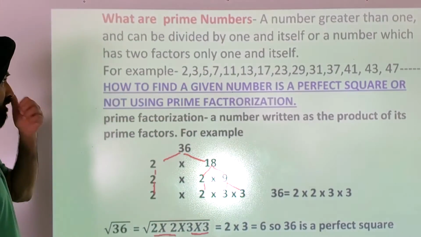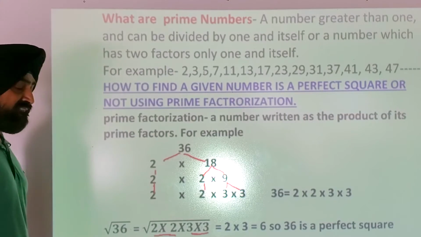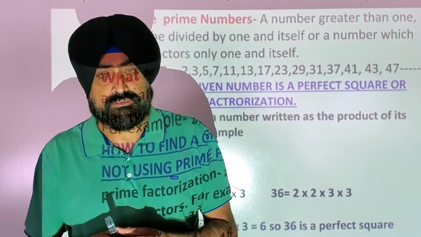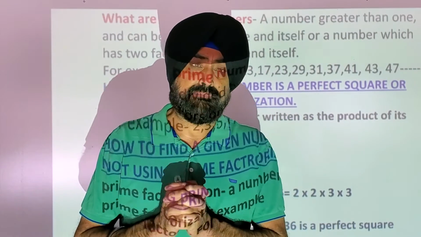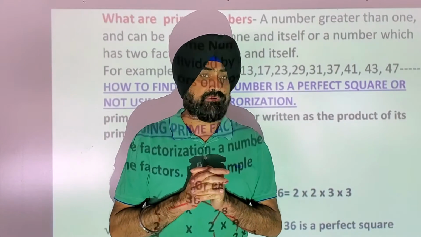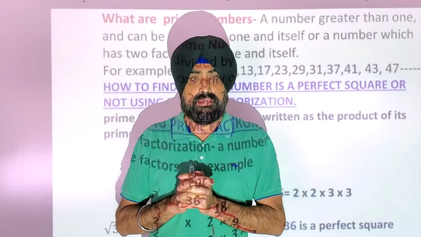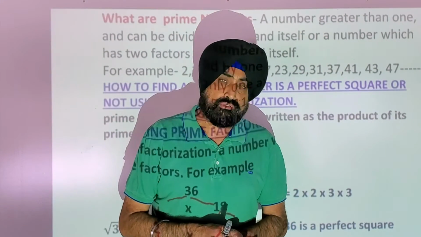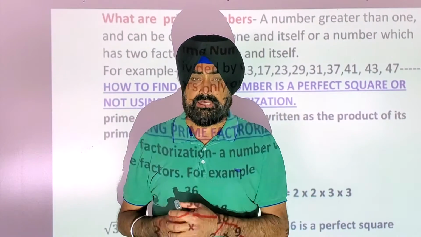Now see how we can find prime factorization and why we need prime factorization. Prime factorization is a method to find out whether the given number is a perfect square or not. And if it is a perfect square, we can find the square root using prime factorization. I'll give you one example.